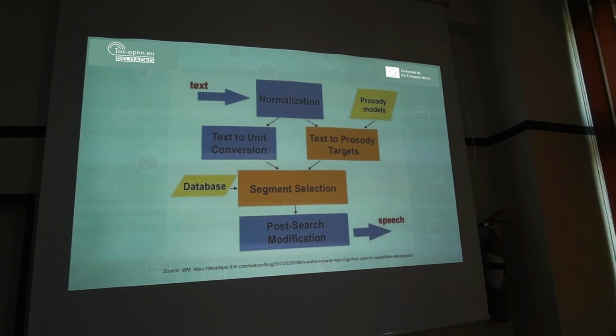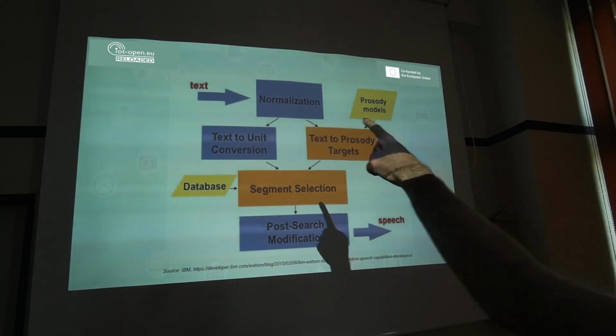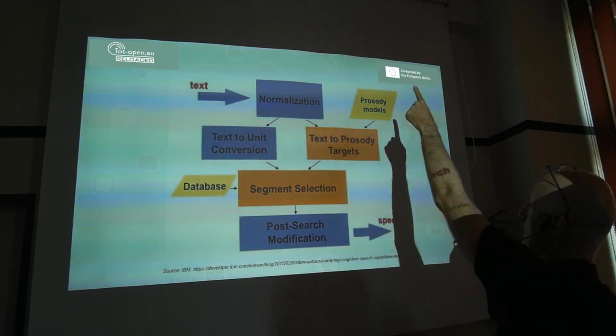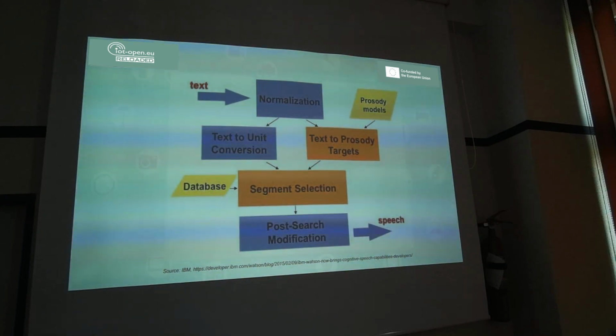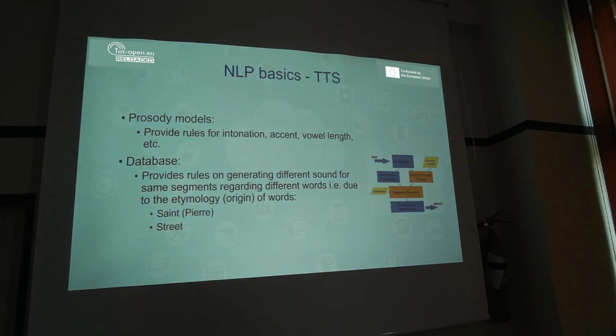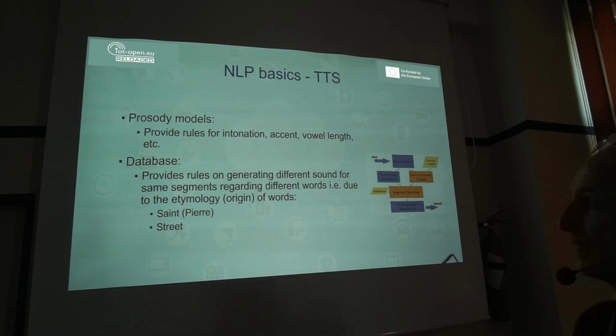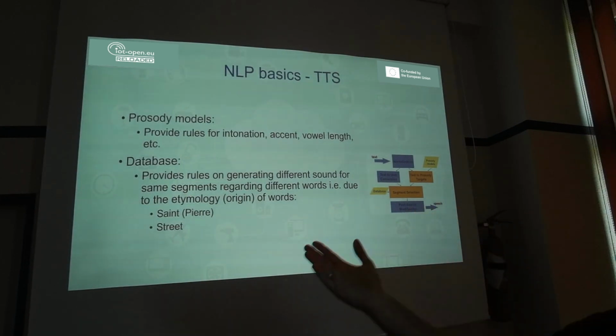Nowadays, it works quite well, but the principles are different, so the full speech is done more or less the same way. You have a normalization of the text, then a conversion from text to units, and text to prosody targets, which are defined in the model. Then you have a segment selection based on the database and post-search modification, for example, intonation. Prosody models may have rules for intonation, for accent, for vowel length, and so on. The database provides the rules for generating different sounds for the same segments. So, for example, you may have words that look the same in text, but in speech they're different. It depends on the language, of course, right? It works like a different etymology or origin of the words, which may come from French or from German in English.